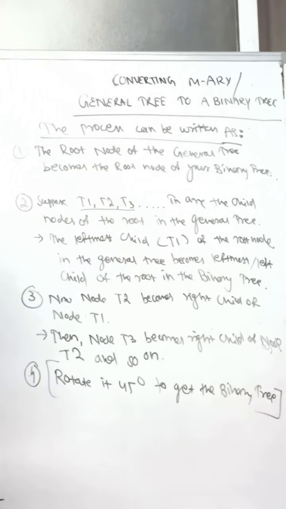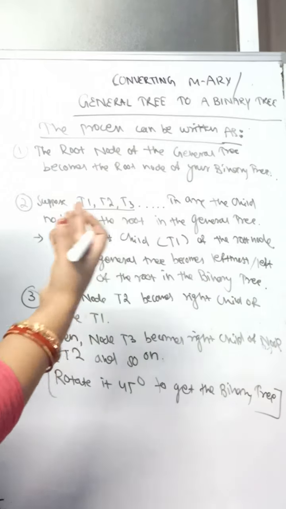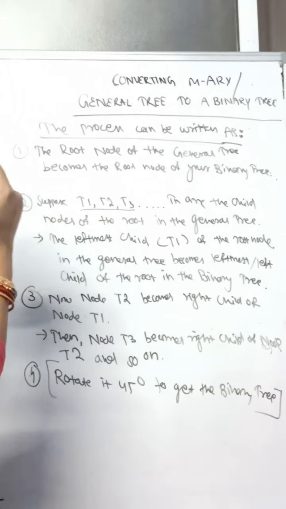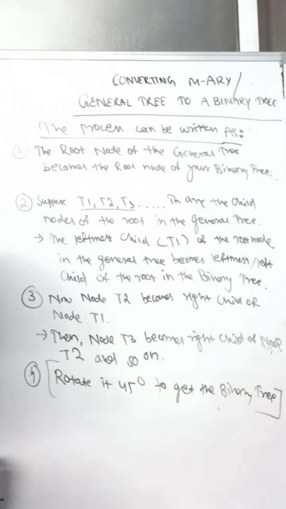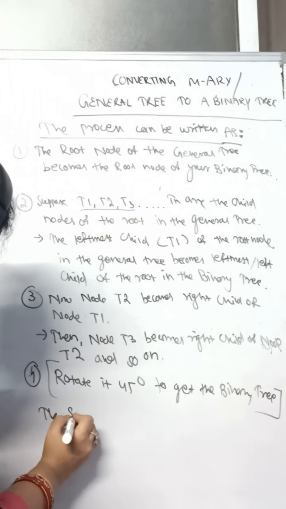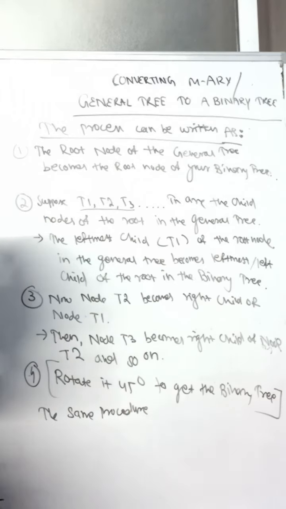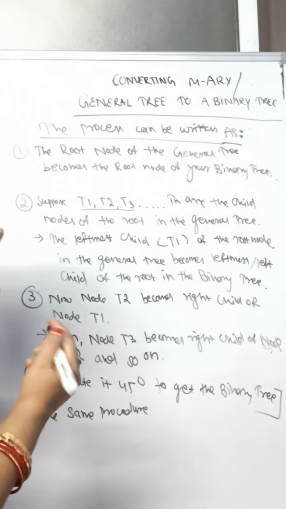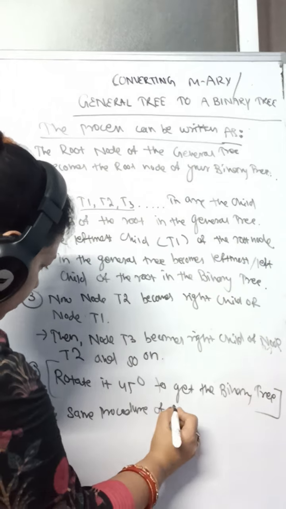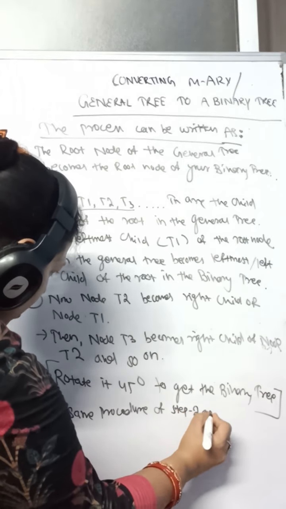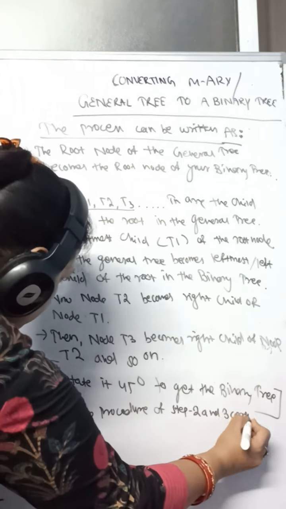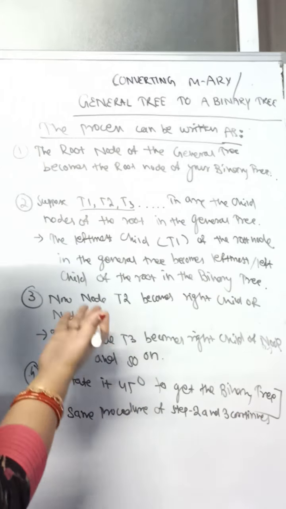Okay, so this procedure continues till there is a leftmost node in your general tree. Okay, this process, step 1, 2 and 3. So I am writing this: the same procedure of step 2 and 3 continues till we get the leftmost tree.